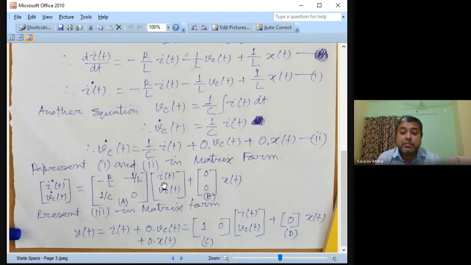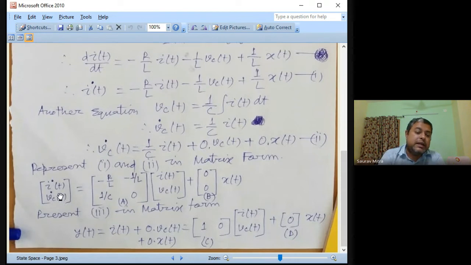The number of state variables is directly proportional to the number of energy storing elements in the circuit. In the circuit there are two energy storing elements. That means there are two state variables, so the state variable matrix will have a dimension of 2 cross 1. This is always the case. If there are 4 state variables, the state variable matrix will be 4 cross 1.